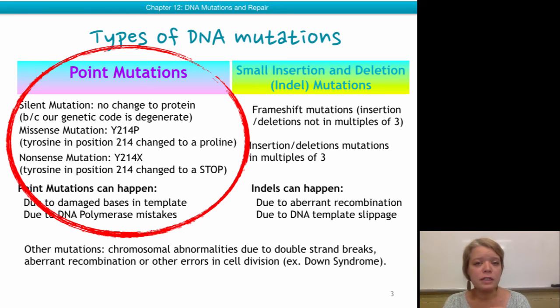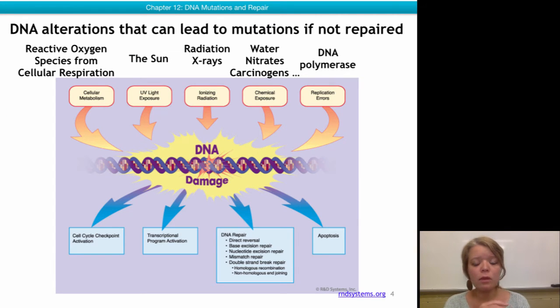So a lot of the DNA repair mechanisms we'll discuss are used to fix point mutations, and let's focus on them first. This slide is a diagram that I got off the R&D Systems website, and it's not part of your book, but it summarizes nicely all the various dangers that our DNA faces on a regular basis.